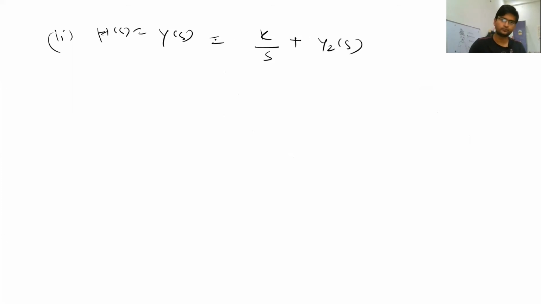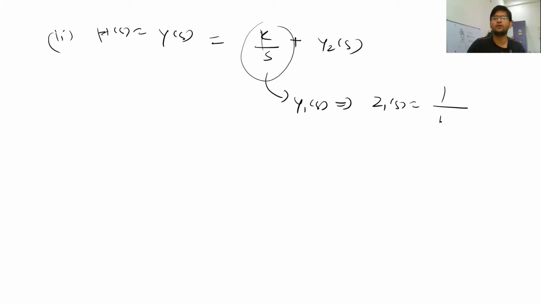Now in the second case, if this H(S) is represented by an admittance function Y(S), which is basically equal to K by S plus Y2(S). Since this function is now representing admittance, let me call it Y1(S). If you take the reciprocal of it, the Z1(S) will be 1 upon K by S, which will be S upon K. So this will basically be representing an inductor whose value is 1 by K.